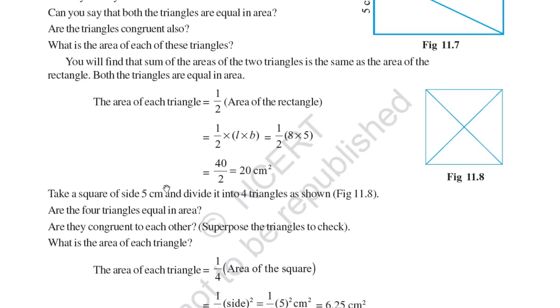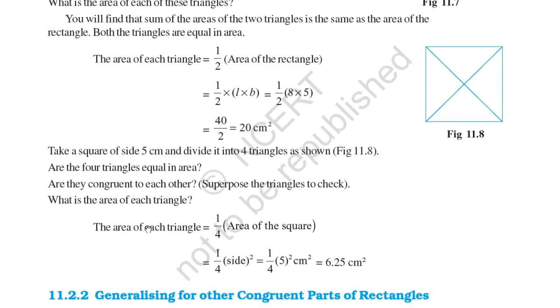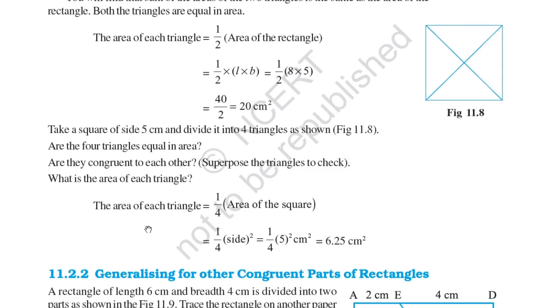Take a square of side 5 centimeter and divide it into 4 triangles as shown in figure 11.8. So you can see they have divided it into 4 triangles. Are the 4 triangles equal in size? Are they congruent to each other? Superpose a triangle to check it. What is the area of each triangle? So area of each triangle is 1 by 4 the area of the square.